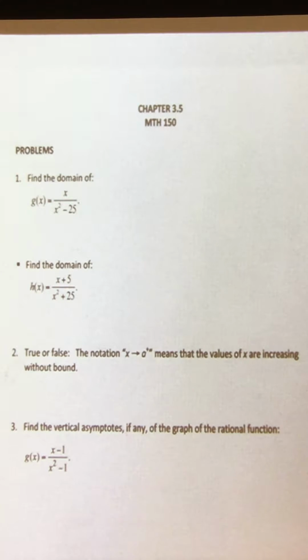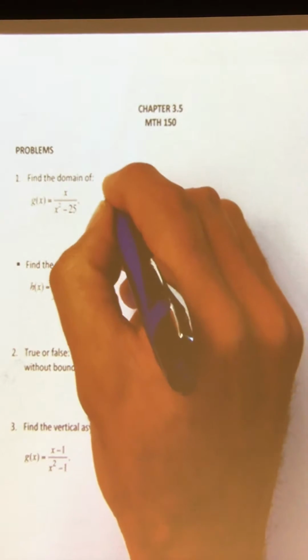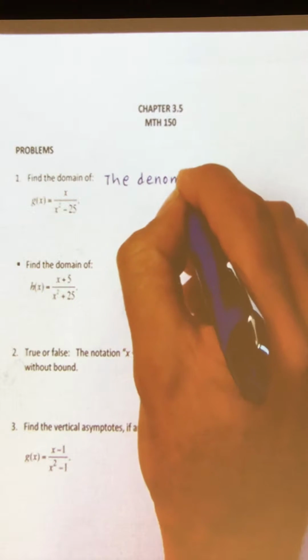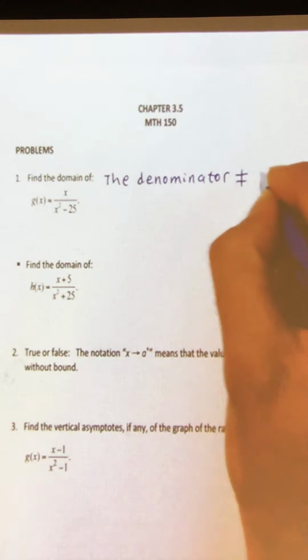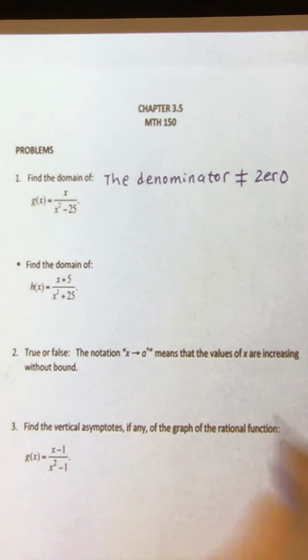Section 3.5 exercises. First question asks us to find the domain of the function g of x divided by x squared minus 25. Well, for the domain of a rational function, the denominator cannot be 0. So we will find the values of x that make the denominator 0.